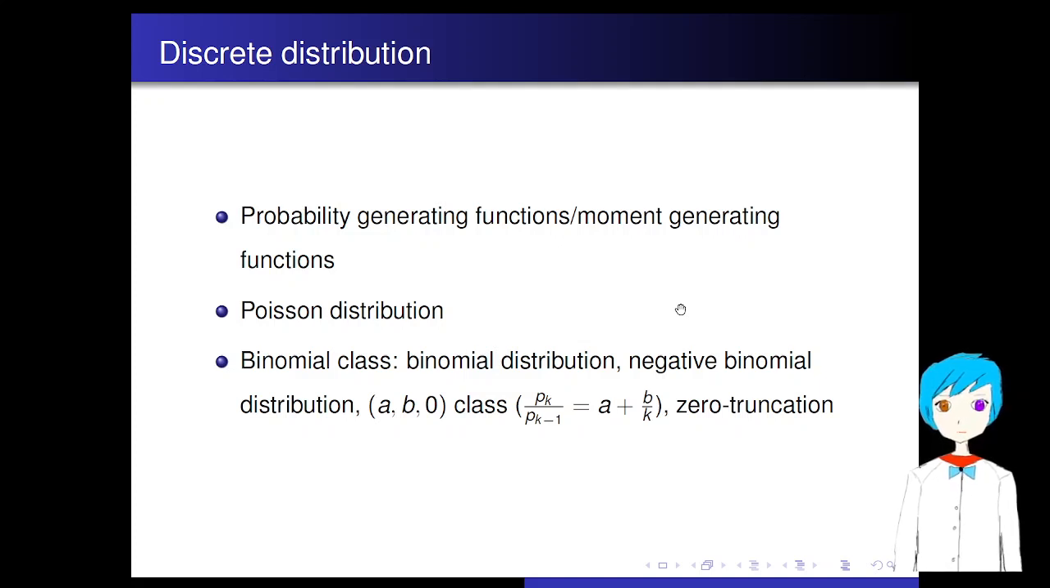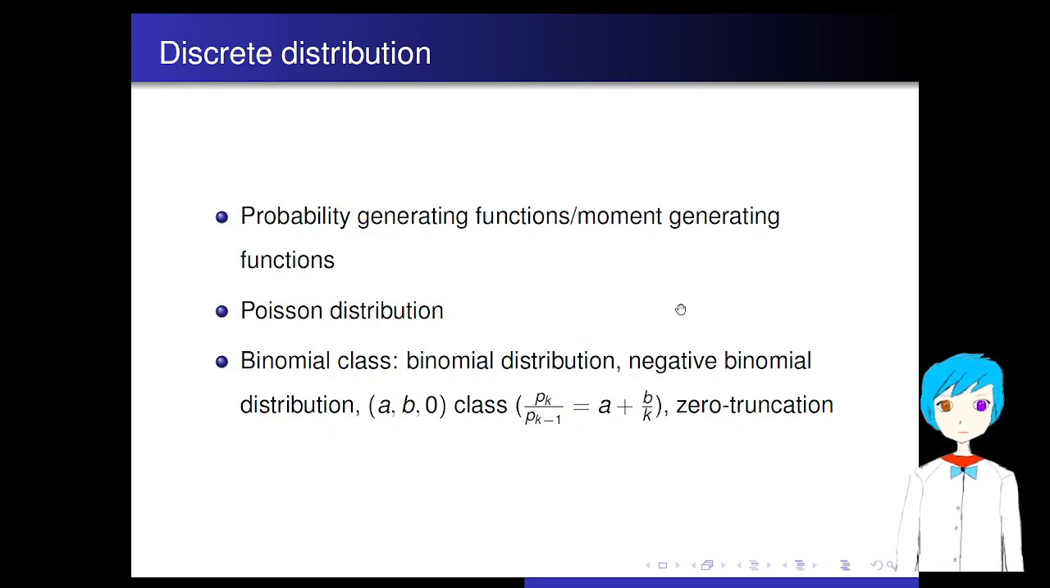Finally, we learned the binomial class. We have the binomial distribution, which is the number of successful experiments if we carried out independent identically distributed experiments. We also have the negative binomial distribution, so it is the total number of trials that we have completed when we reached r successes.